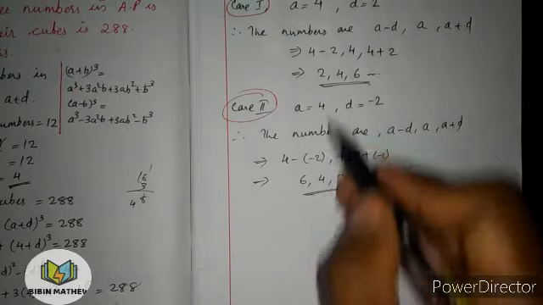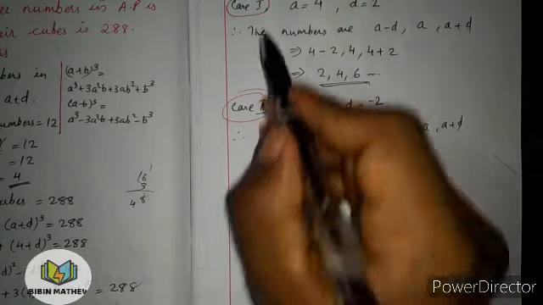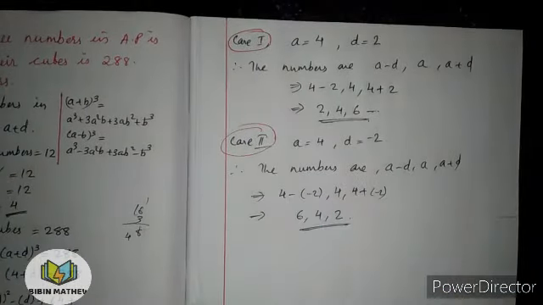So the numbers can be 2, 4 and 6, or the numbers can be 6, 4 and 2 also. These two categories come inside. So actually we can say there are two answers for this question. In two different cases we have to explain them. Okay, that's it.